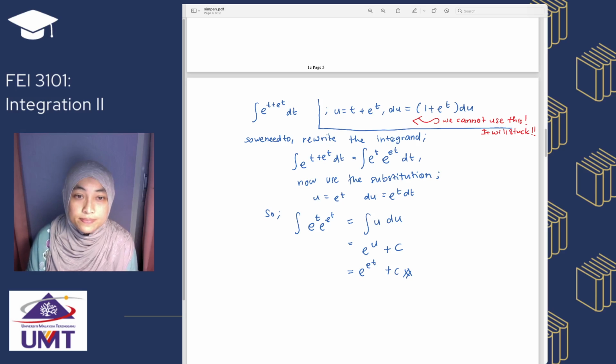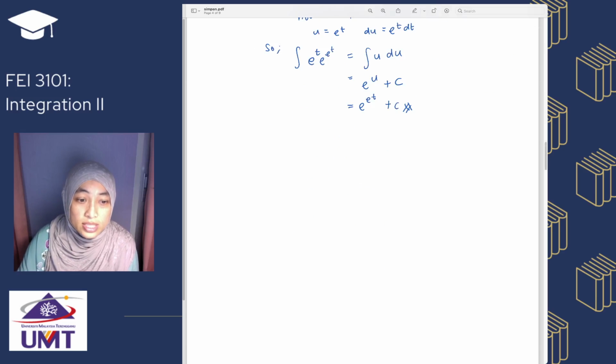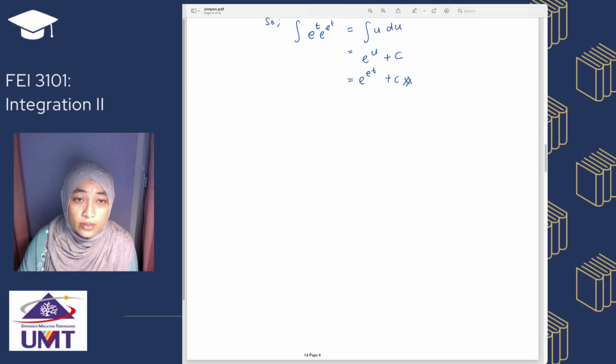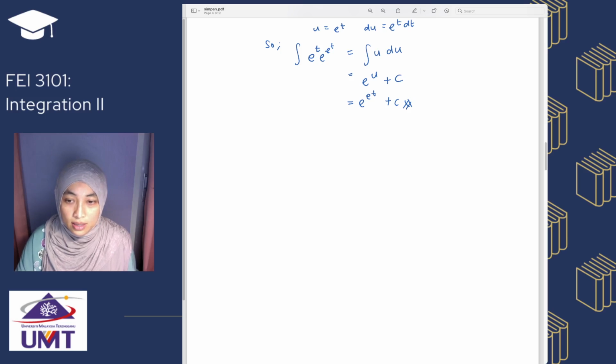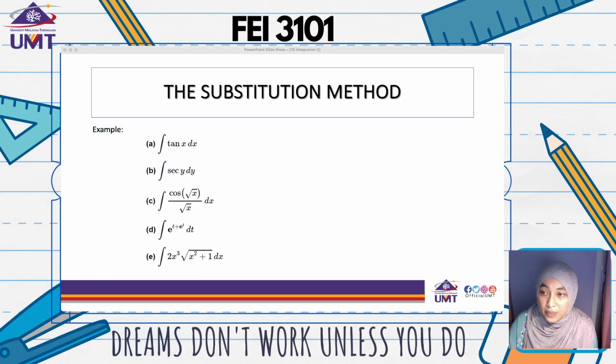So this is the example for the first exercise. Students, please complete example 1e, and then give it to me at the end of this lecture.